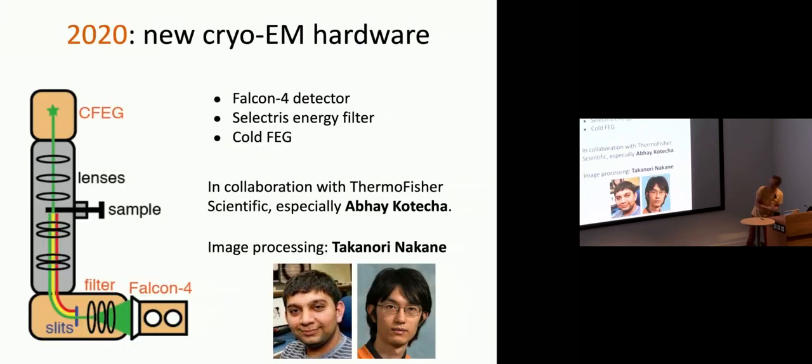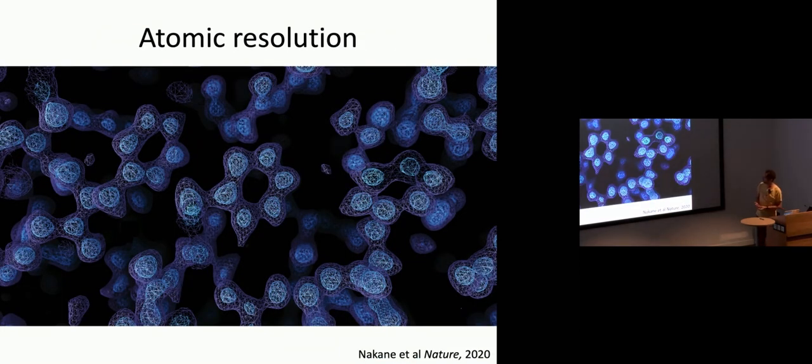Just as an example, this was a project we did together with Abhay Kotecha, who's in Eindhoven with Thermo Fisher, and Abhay had access to this Krios G4 with a cold FEG, a new energy filter, and a Falcon 4 detector, very similar to the setup that has just been installed downstairs. And he imaged some apoferritin, everyone's favorite test sample, and then Takanori in my group processed the images and got to a 1.2 angstrom map. You've seen these images. Every non-hydrogen atom is almost an individual little blue ball of density in the map.